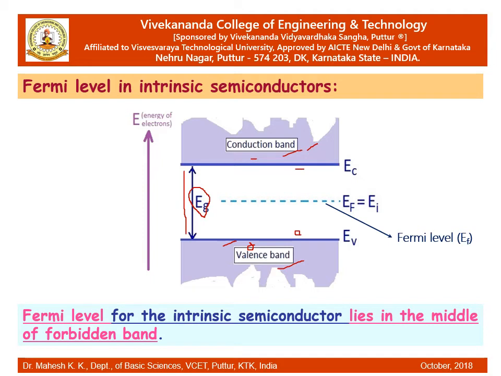Hence the average energy of conduction electrons will be 0.5 Eg. So that is what this level is identified as. This is the Fermi level for intrinsic semiconductors, and it lies in the middle of the forbidden energy band gap. So this is where we have the Fermi level. That is the understanding; the slide gives you the information about the Fermi level in intrinsic semiconductors.